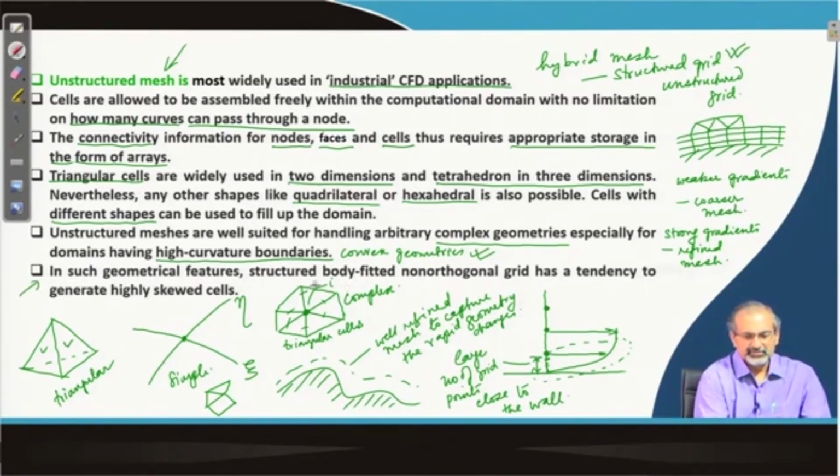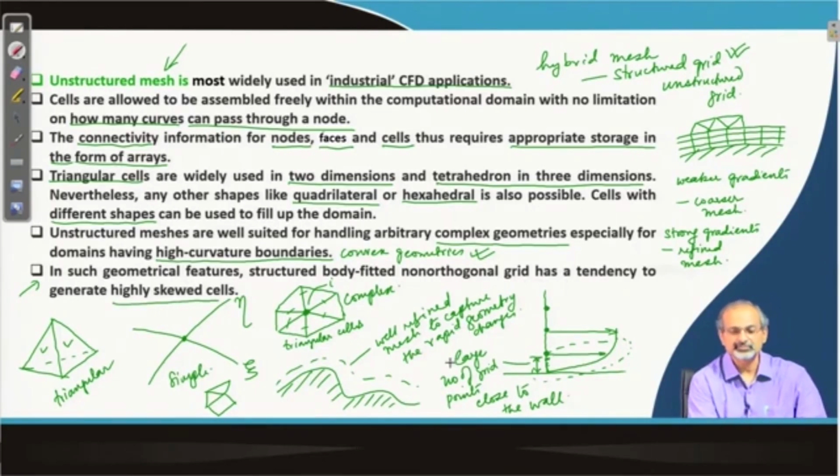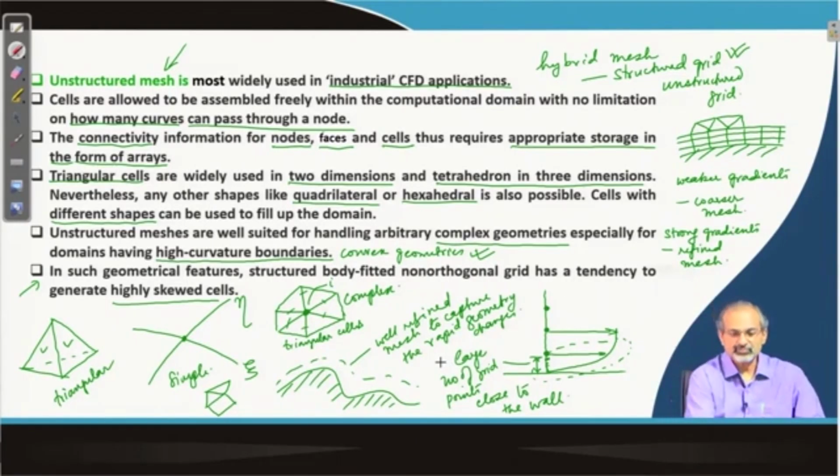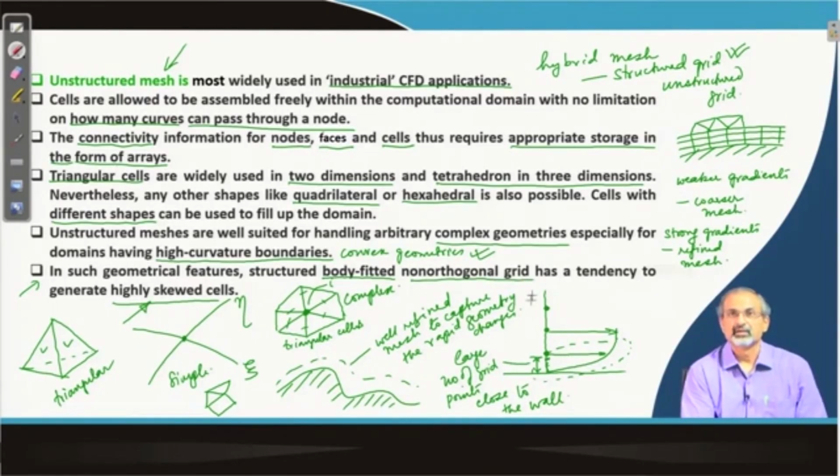In complex geometrical features, a structured body fitted non-orthogonal grid has a tendency to generate highly skewed cells, and that is one of the reasons why unstructured grid dominates over structured grid in complex geometry situations. So, first thing is that because they have to remain body fitted, they stretch themselves too much, making the cells highly skewed, and they also are often non-orthogonal. And we already discussed that being non-orthogonal can have adverse effects on accuracy and also stability.